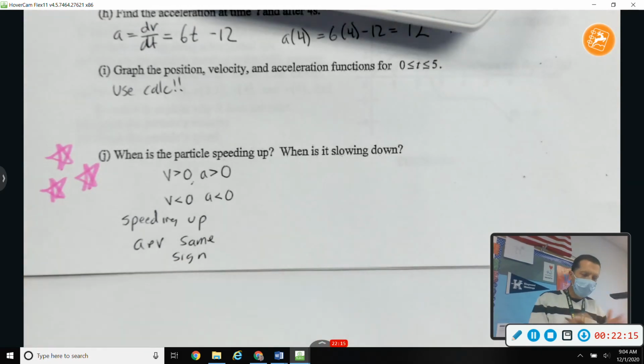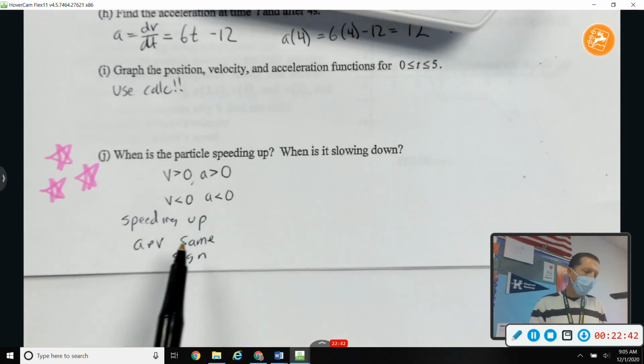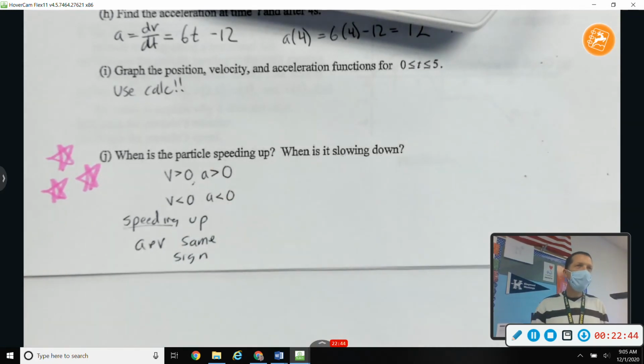So the positive one's the easy one. You're moving forward, you press the accelerator, you go faster, you're speeding up. The backward one is a little bit weird. So you're in reverse, you're backing out of your driveway, you hit the gas pedal to go faster, you're speeding up because you hit the gas pedal, but your acceleration is negative because you're going faster in the backwards direction. So if A and V have the same sign, if they're both positive or both negative, then you're speeding up.